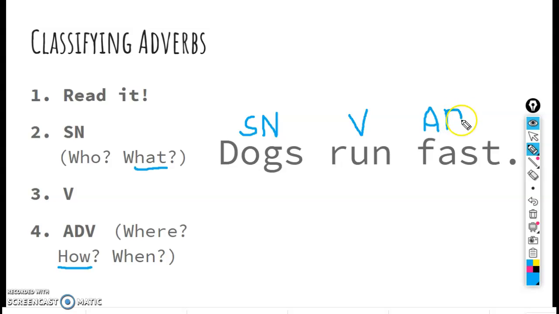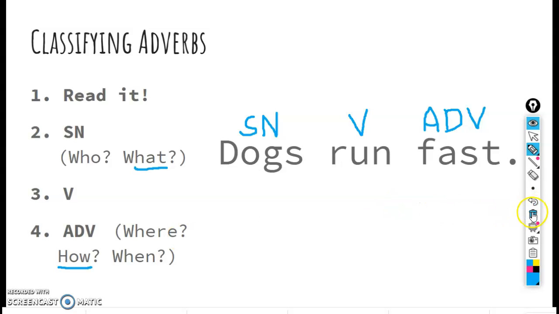Okay, I know that was a lot. I'm going to put all 4 steps together now and see if you can follow along with me. I'll put the pencil next to each step as I say it. Here we go. Dogs run fast. What runs? Dogs. Subject noun. What is being said about dogs? Dogs run. Verb. Run how? Fast. Adverb. All right, so that's how we classify adverbs, sentences with adverbs.